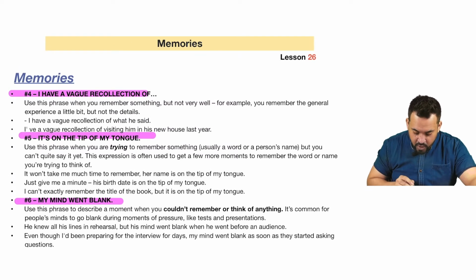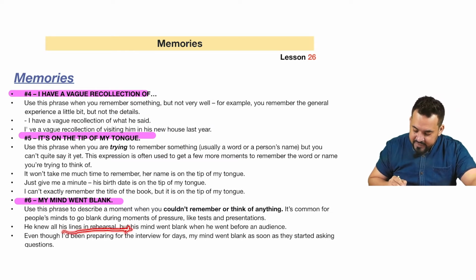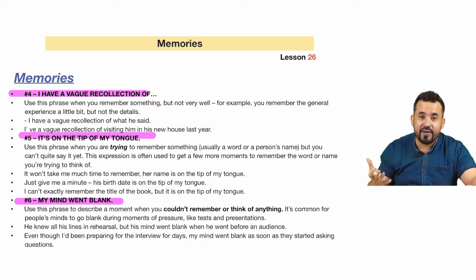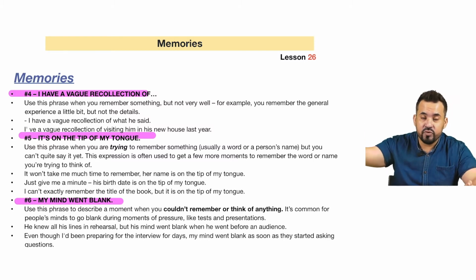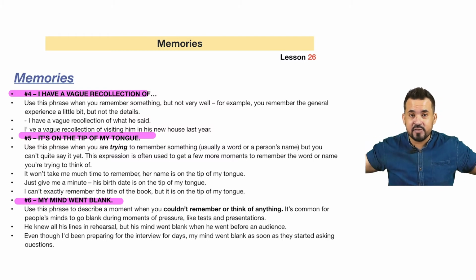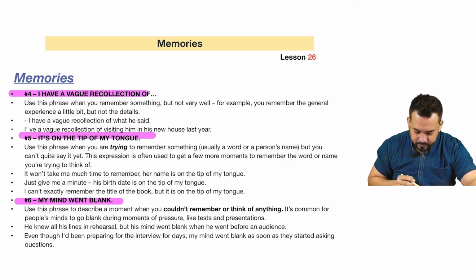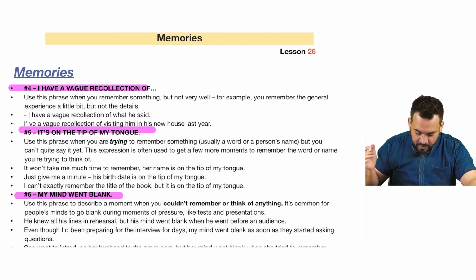Okay, he knew all his lines in rehearsal, but his mind went blank when he went before an audience. This is probably for an actor. They're doing rehearsals before the day of the recording or the shooting or the play. And then when he went before an audience, his mind went blank because of stress. Next one.